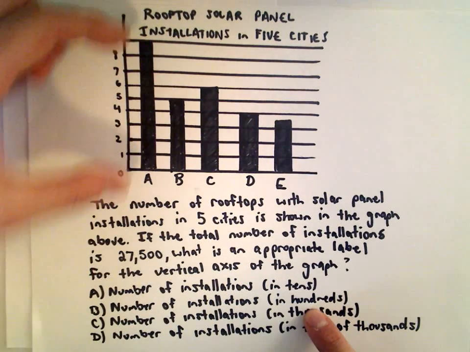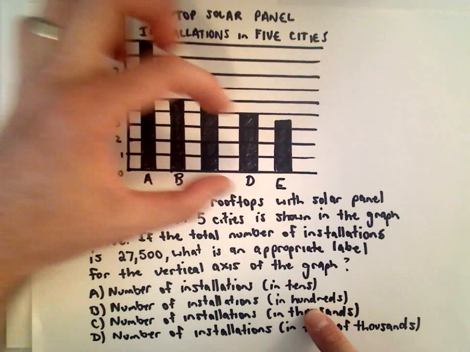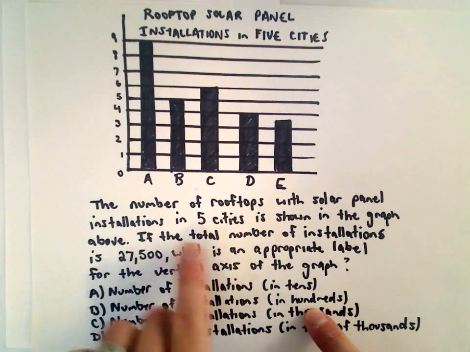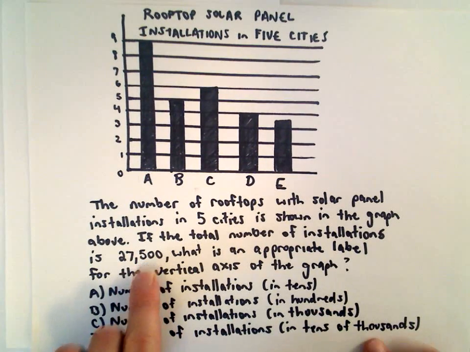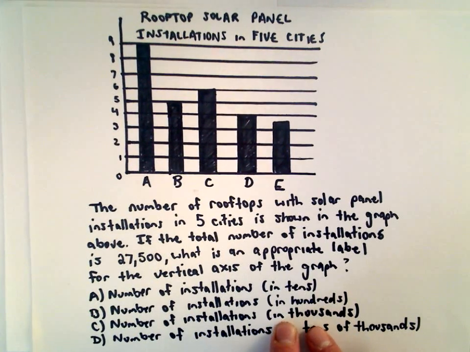The same thing for hundreds, because if you add 900 plus 500 plus 600 plus 400 plus 350, again, you're not going to get 27,500. It looks like to me answer choice C is definitely the correct answer. You have the number of installations in thousands.